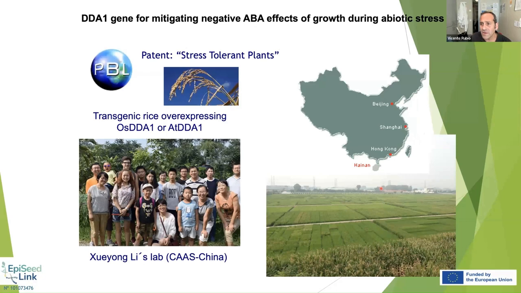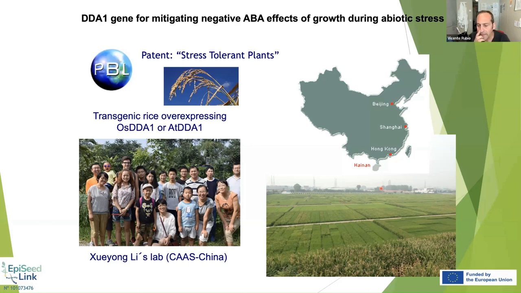So we patented this a number of years ago because this is a nice strategy to modulate the tolerance of plants to stress. In the case of Pedro's work, what they try to do is to enhance the response to ABA under severe stress conditions. But here, what we want to generate is plants that overexpress DDA1 to make them partially blind to the stress. And this is important under suboptimal water availability conditions, in conditions that are not going to compromise plant survival.